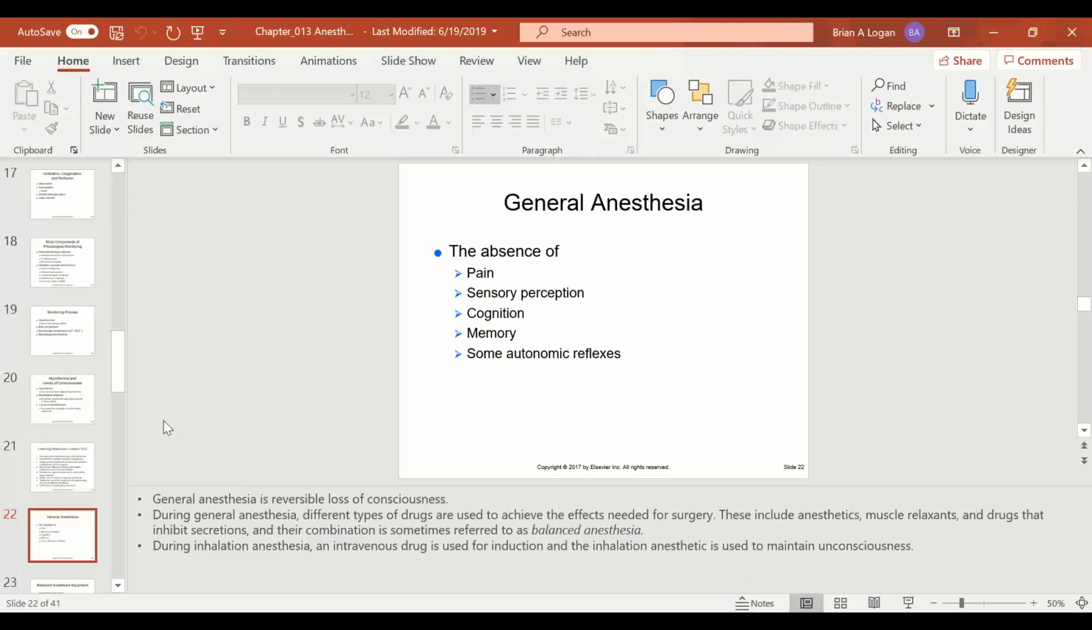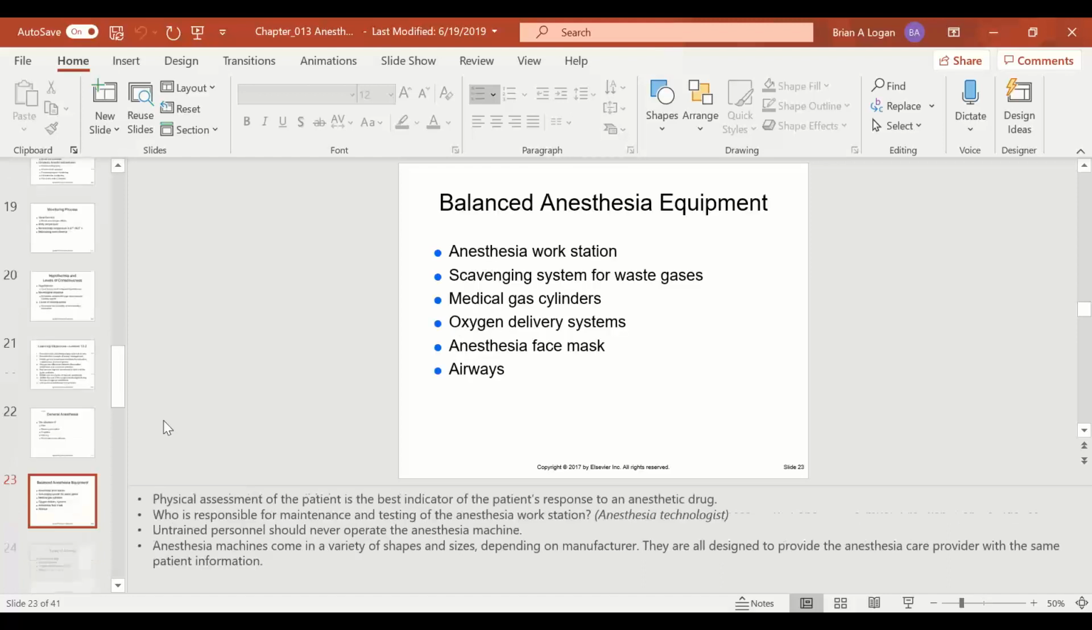But you're going to be using those muscle relaxants, those secretion inhibitors, and sometimes using those two kind of together. They refer to that as balanced anesthesia. And then the inhalants are used for that maintenance, right? Because you got different phases of the general anesthesia. You have the induction, the maintenance, emergence, and recovery. I'm sure we'll get into those in a few slides.